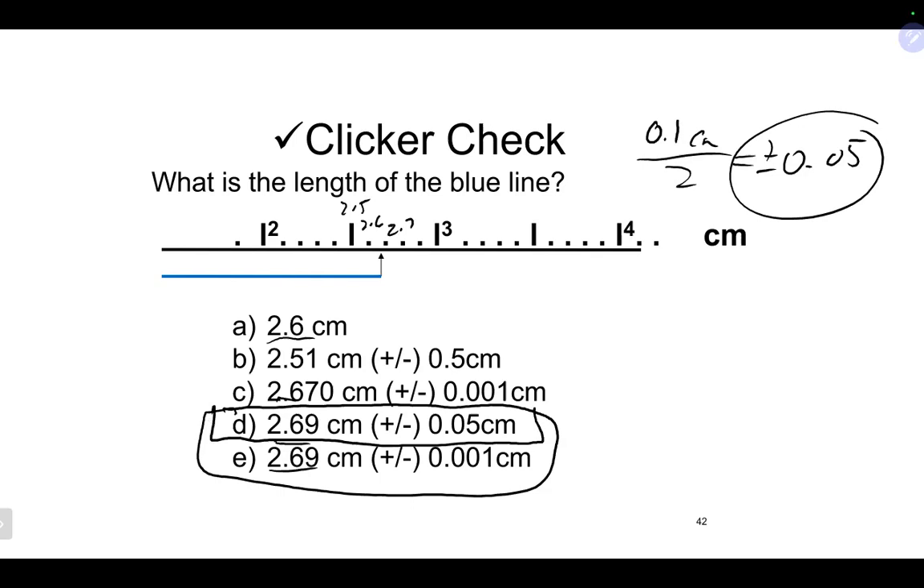That number would have how many significant figures? It would have 3 significant figures.